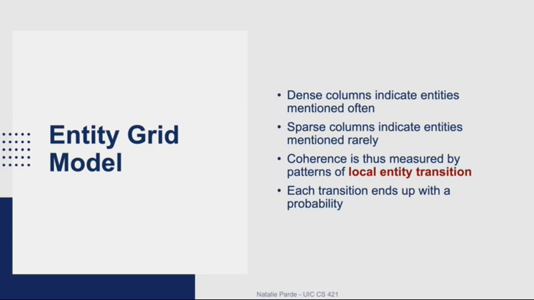The transitions within columns from one value to another indicate local entity transitions. For example, an entity might be a subject in one sentence, but then transition to being an object in the next sentence. The entity grid model measures coherence based on patterns in these local entity transitions, where each possible transition ends up with a probability. We can assign probabilities to the transition patterns spanning entire columns or just parts of them.